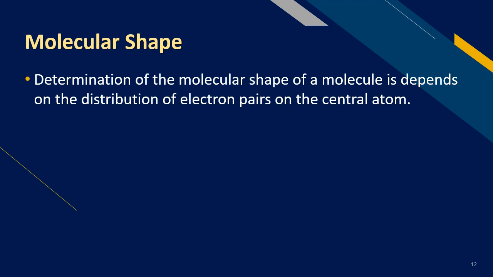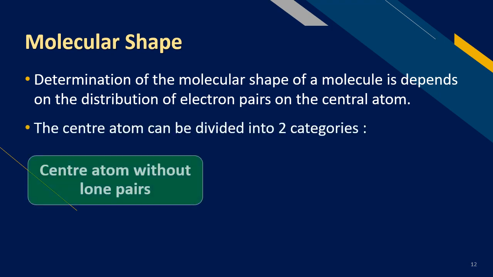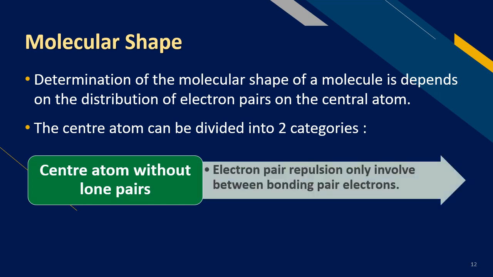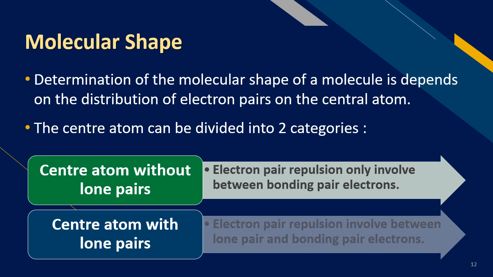Determination of the molecular shape of a molecule depends on the distribution of electron pairs on the central atom. The central atom can be divided into two categories. The first is the central atom without lone pairs. The electron pair repulsion is only involved between the bonding pair electrons. The second category is the central atom with lone pairs. In this molecule, the electron pair repulsion is involved between lone pair and bonding pair electrons.